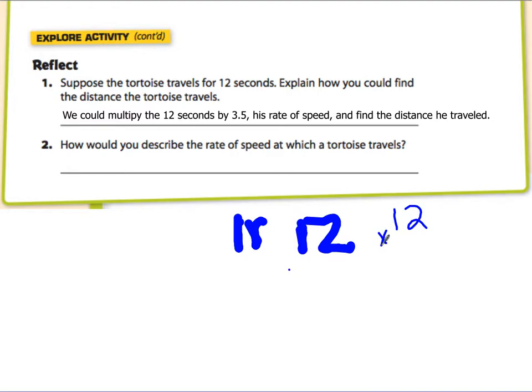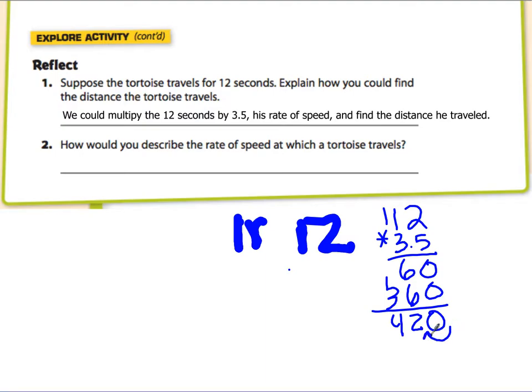12 times 3.5. 2 times 5 is 10. Carry the 1. That's 6. 2 times 3 is 6. 1 times 3 is 3. 0. 12. Carry the 1 is 4. I get to move the decimal over once. Okay, so that would be 42.